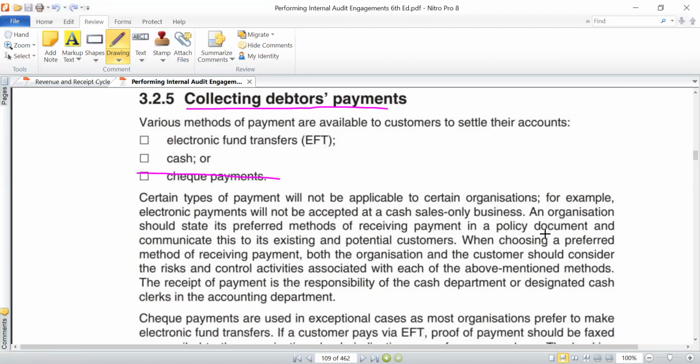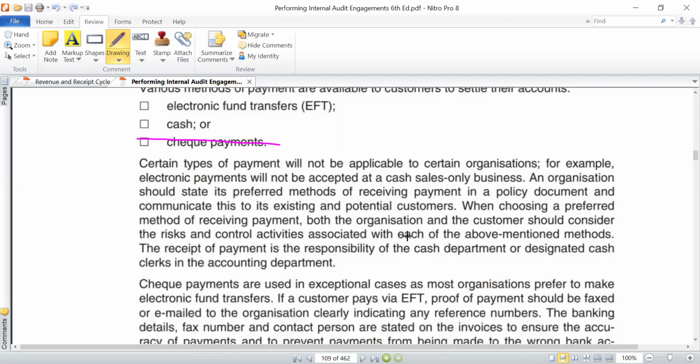So now we need to have proper control over cash payments. And one of the controls when it comes to that is ensuring that there is proper segregation of duty, especially when it comes to this issue of payment, right? There needs to be proper segregation of duty. And also another important thing, an organization should state its preferred method of receiving payment in its policy document, and not only state it, but communicate it to the customer so that the customer knows which method of payment the company will be using and whether it's suitable for them. Are we together?